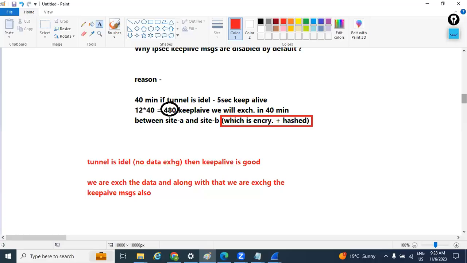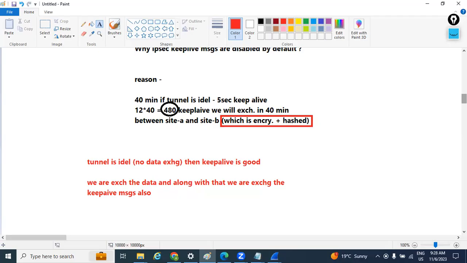So if I'm not using any keep alive messages, and if the tunnel is down, I do not have any idea. And if I'm sending a file of 1 TB, that is unnecessary bandwidth I'm using. Correct? Why am I sending if the site is already down? Okay. The second option is what?